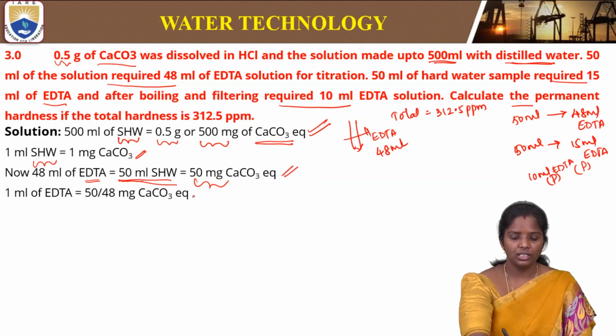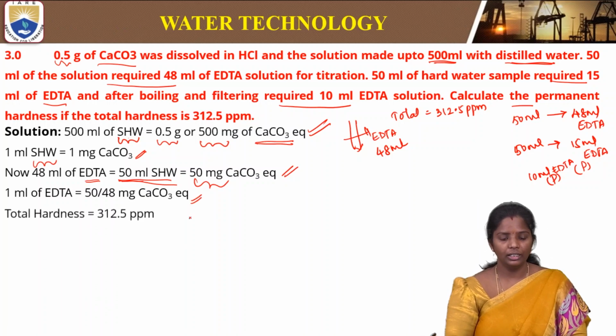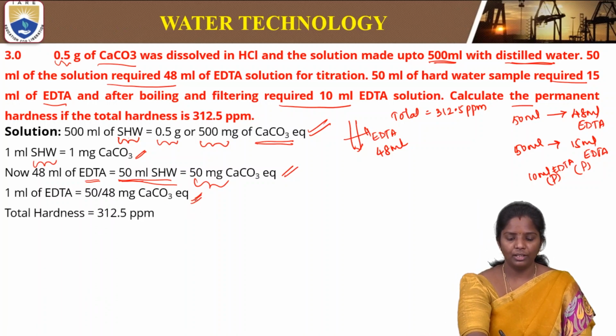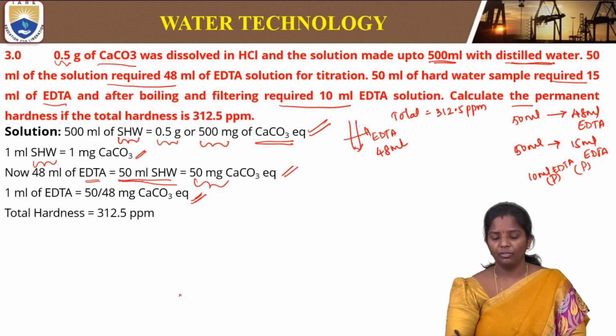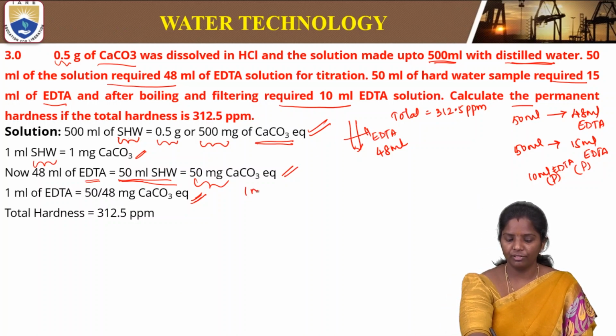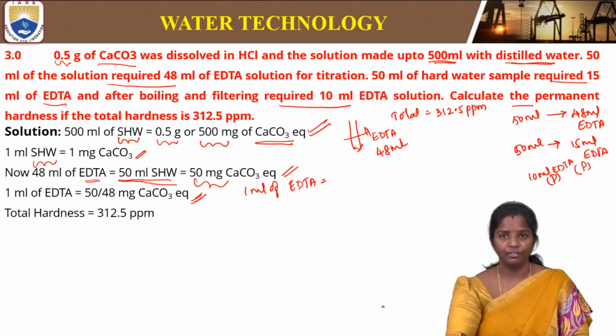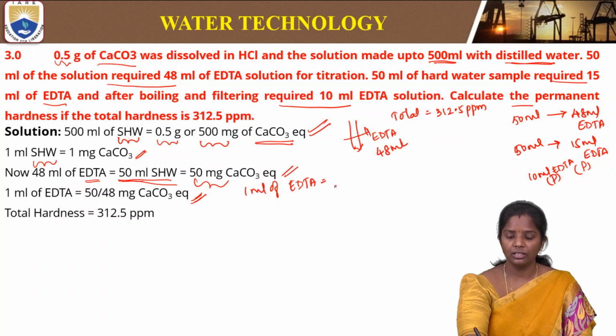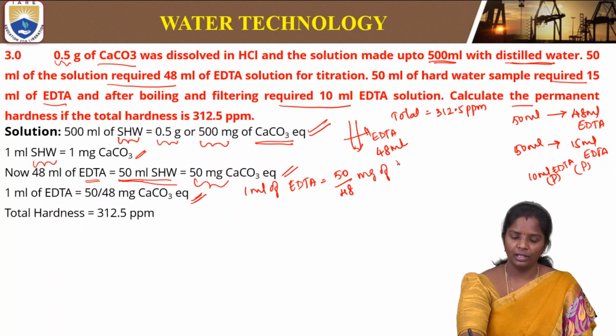So 1 ml of EDTA will be 50 by 48 milligrams of calcium carbonate equivalent. We have to remember this for 1 ml of EDTA, as we will be using it in further calculations for the permanent hardness. 1 ml of EDTA is equal to 50 by 48 mg of calcium carbonate equivalent.